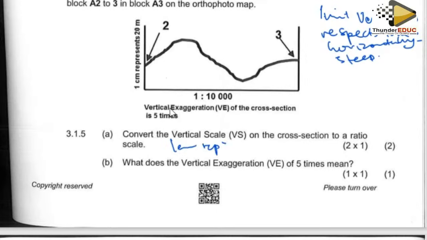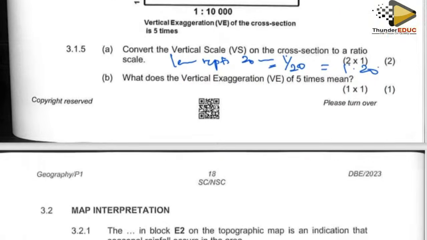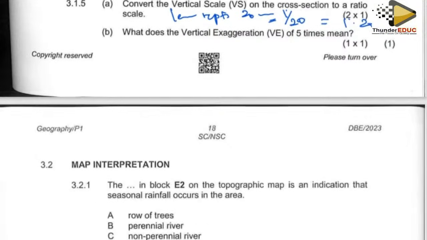What is the vertical scale? It's a representative scale that is given here. So 1 centimeter represents 20 meters. So how do we change this one? This is the same as 1 over 20. And when you change this in the ratio form, it is 1 to 20. So that is the ratio form of the scale. 1 to 20. Okay. Then what does the vertical exaggeration of 5 times mean?